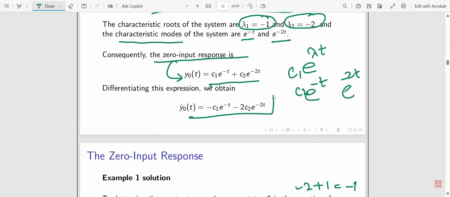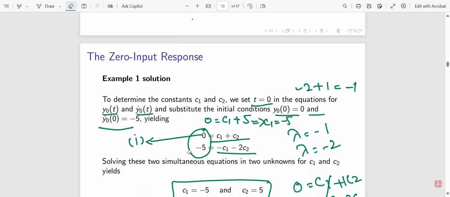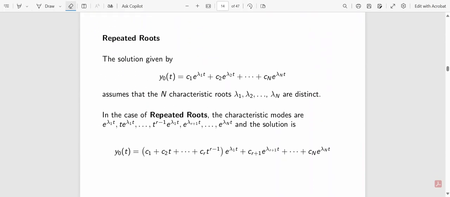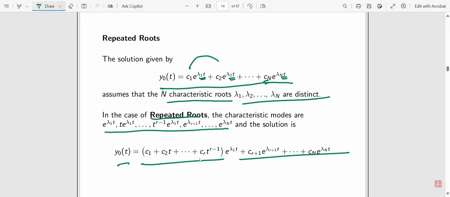Here, this is the equation, actually not the derivative, this is after the derivative, this one. Okay, so repeated roots: the solution we can have in this form, like c1, c2 up till cn, and then similarly e to the power lambda 1, lambda 2 till lambda n. Assume that n characteristic roots are distinct. So repeated roots of the characteristic modes can be described in this way, and the solution is like this, very easy. You have the constants outside it by taking it common.